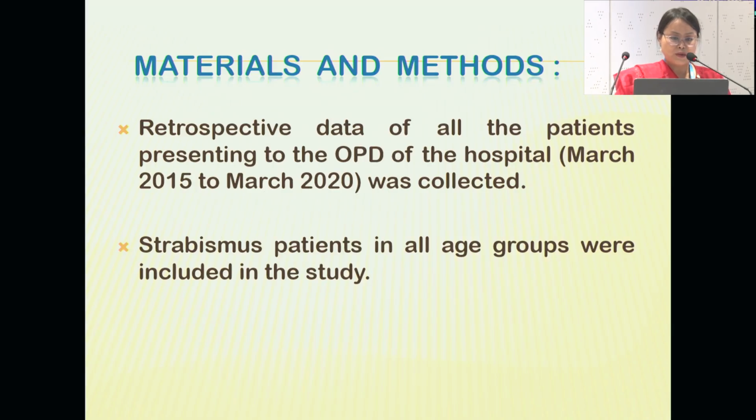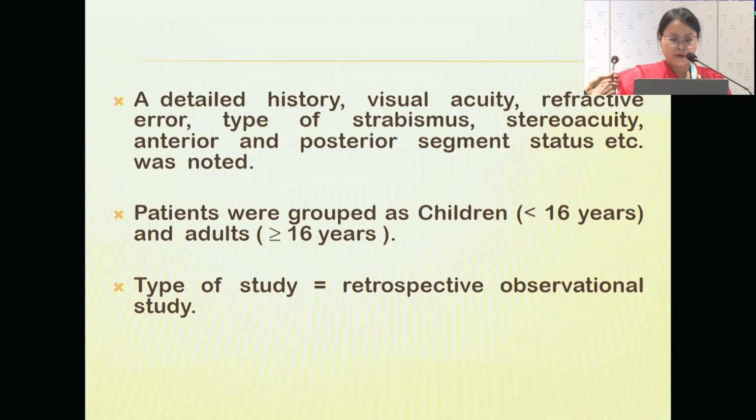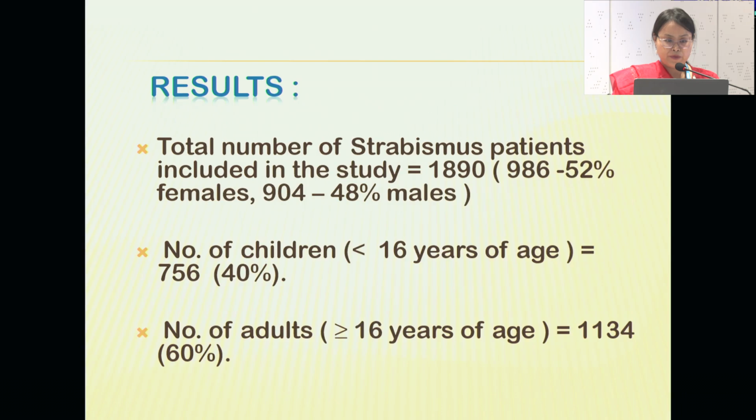Material and methods: retrospective data of all the patients presenting to the OPD of the hospital from March 2015 to March 2020 was collected, and strabismus patients in all age groups were included in the study. A detailed history, visual acuity, refractive error, type of strabismus, stereo acuity, anterior and posterior segment status, etc. was noted. Patients were broadly divided into children less than 16 years of age and adults more than 16 years of age. Adults were further subdivided into 16 to 40, 40 to 60, and more than 60 years of age. It was a retrospective observational type of study.